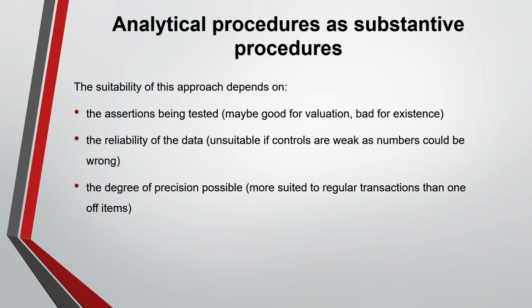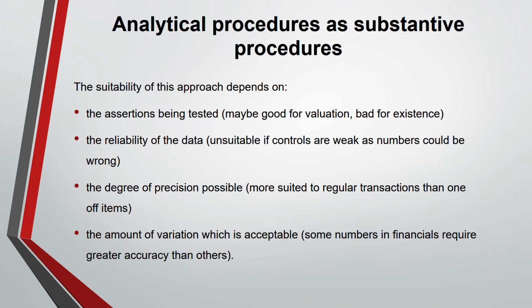The degree of precision possible. What does it mean? This is more suited to regular transactions than one-off items. Why? Because for regular transactions you can find the trend, but for a one-off item you cannot find the trend. It just happened once. How will you know? How will you be able to identify any unusual trend? Because it's just a one-off item. So that matters. Then amount of variation which is acceptable.